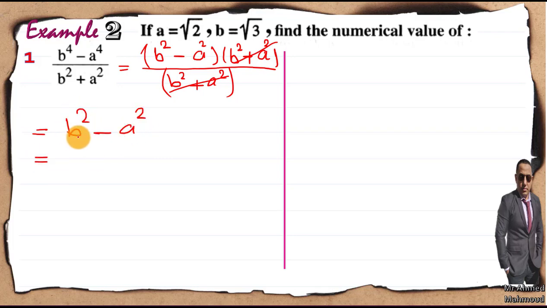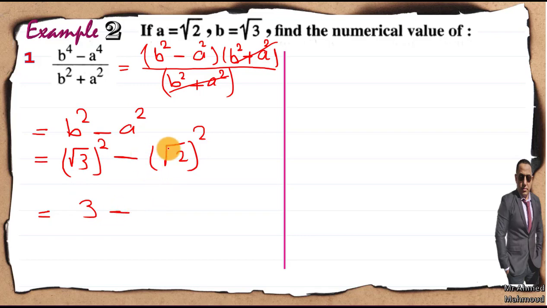Now I can substitute in place of a and b. Here in place of b I write root 3. So it will be root 3 all power of 2 minus a, which is square root 2, all power of 2, which is equal to root 3 power of 2 equals 3, minus root 2 power of 2 equals 2. Finally, 3 minus 2 equals 1.